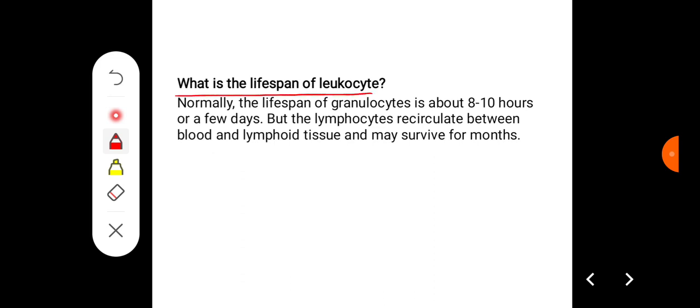What is the lifespan of leukocyte? Normally, the lifespan of granulocyte is about 8 to 10 hours or few days, but lymphocytes recirculate between blood and lymphoid tissue and may survive for months.